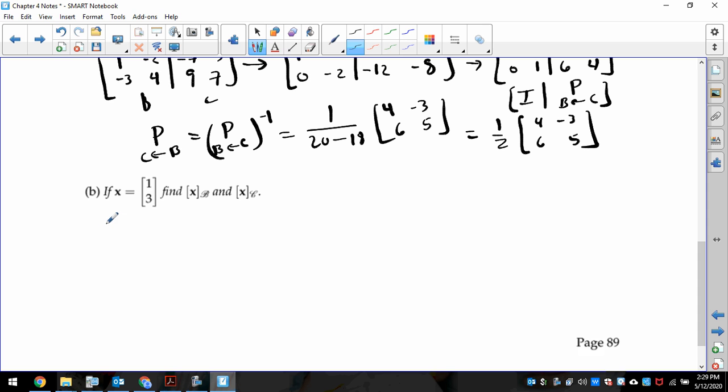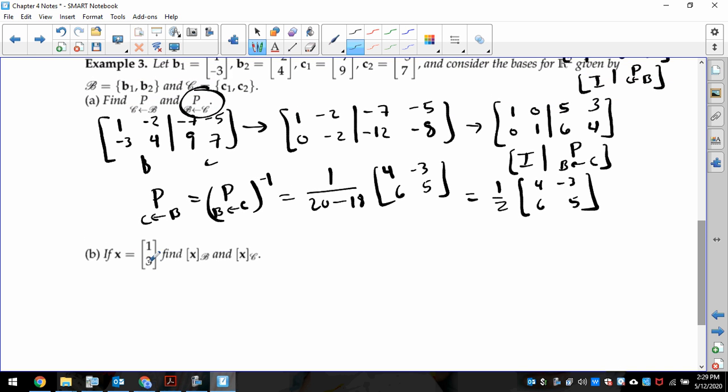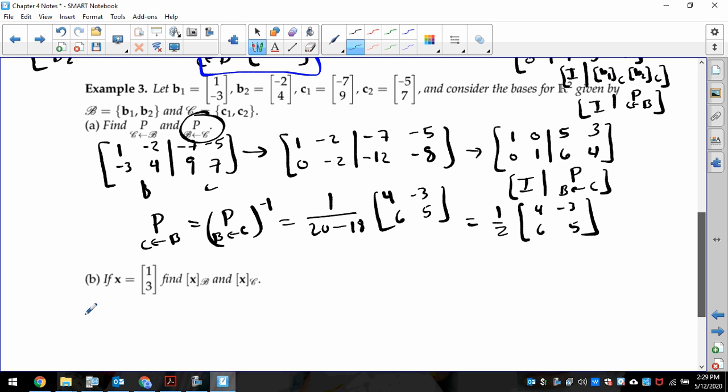But here we go. So let's do this last one. They want us to find the B coordinates of x and the C coordinates of x. So let's go ahead and do that. Right now, this is not in either of the bases. So what we're going to have to do is do B1, B2, and augment that with x, and row reduce to find the B coordinates of x.